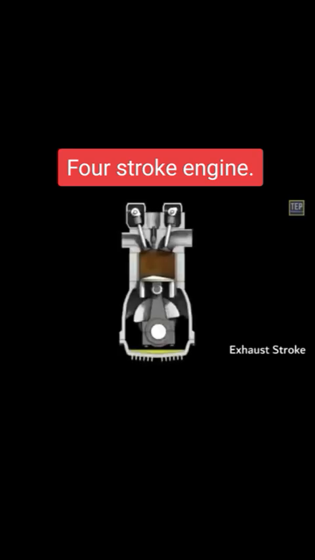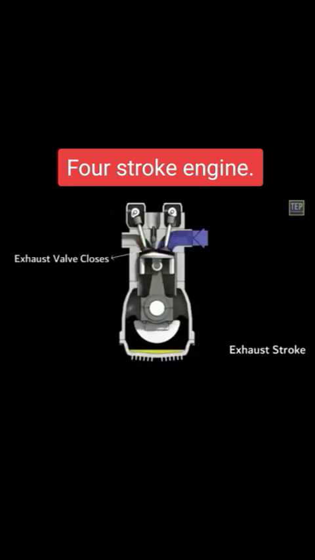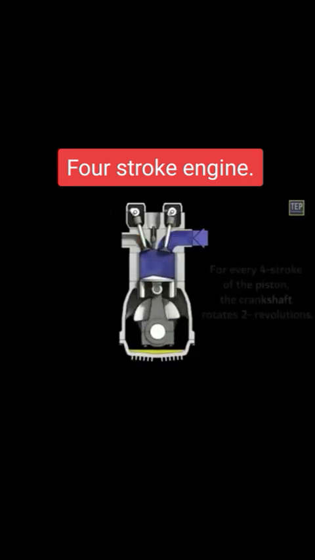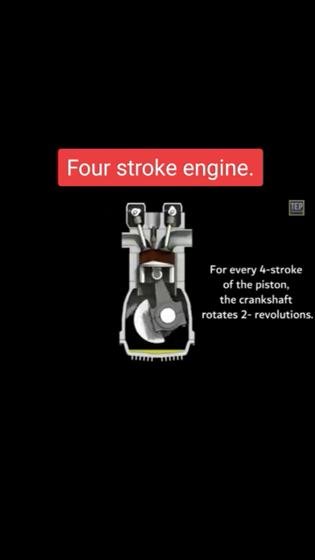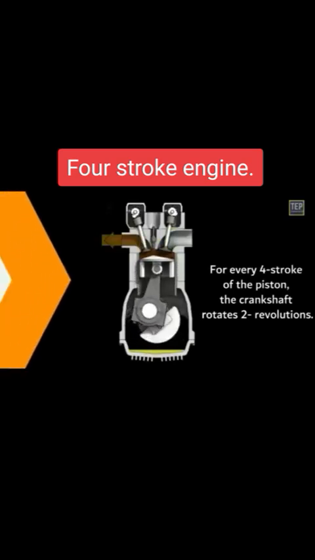Exhaust stroke. The piston reaches the bottom center at the end of the power stroke. The exhaust valve opens, and the burnt gases escape at greater speed. The piston moves up from bottom center and pushes out the remaining burnt gases inside the cylinder. At the end of the exhaust stroke, the exhaust valve closes, and the cycle is repeated. For every 4 strokes of the piston, the crankshaft rotates 2 revolutions.